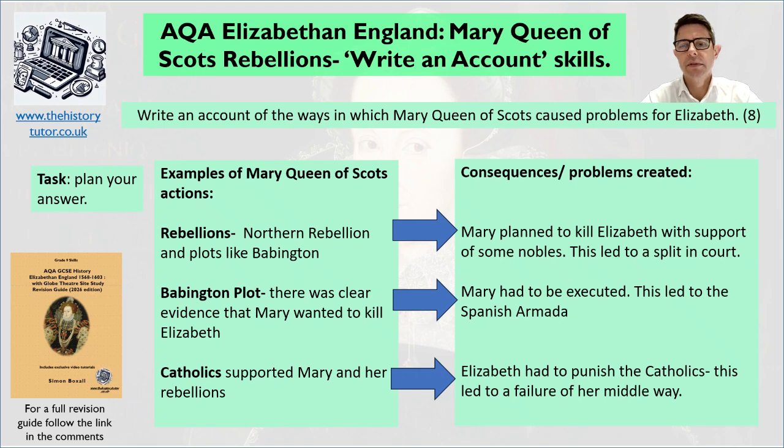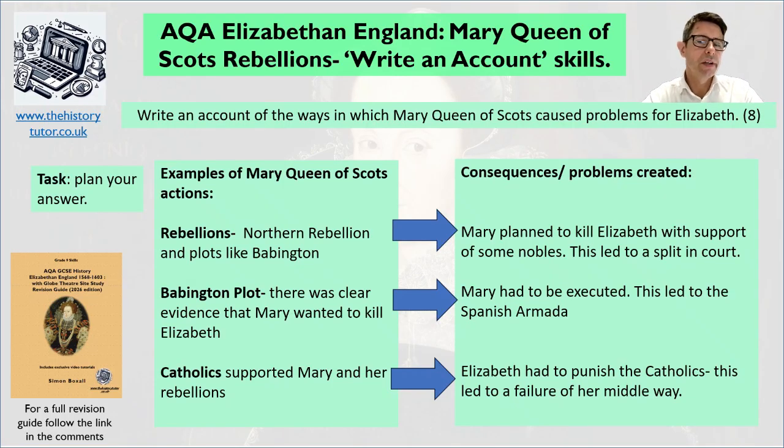Got the Babington plot. There was clear evidence that Mary wanted to kill Elizabeth. So Elizabeth then has a crisis decision. She has to decide to execute Mary. This obviously led to the Spanish Armada. Catholics supported Mary and her rebellions. So Elizabeth then has a crisis of managing the Catholics in the country, and she has to punish Catholics for supporting Mary. This leads to a failure of her middle way.